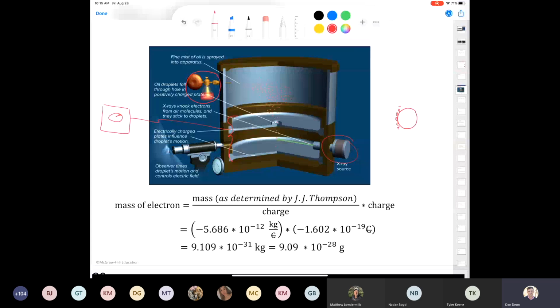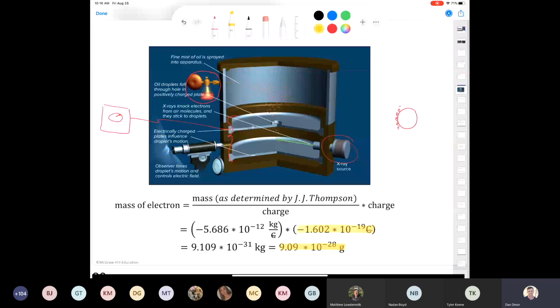And then he determined that even though the oil droplets varied in size, the charge on the oil droplets was always some multiple of this number here, negative 1.602 times 10 to the minus 19 coulomb. So he multiplied that by Thomson's mass to charge ratio, and he was able to determine the mass of an electron, which is 9.09 times 10 to the minus 28 grams.